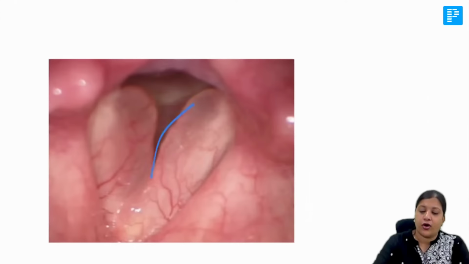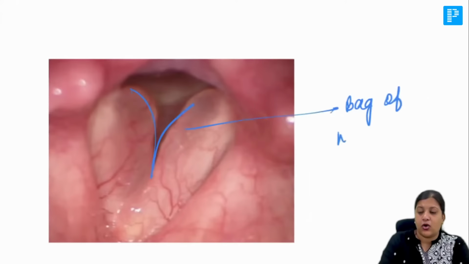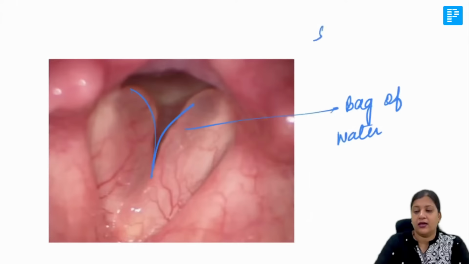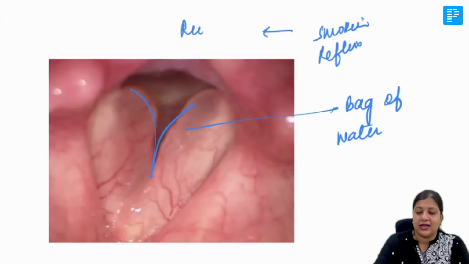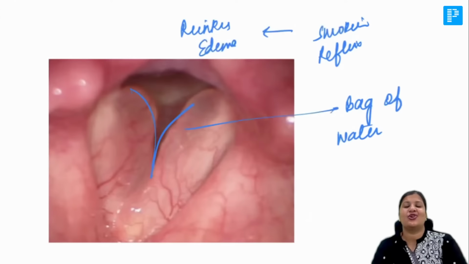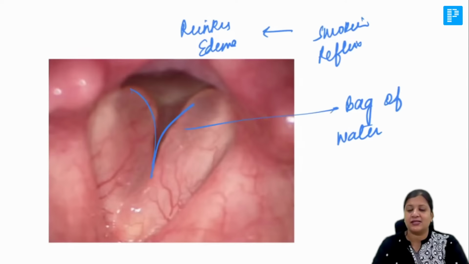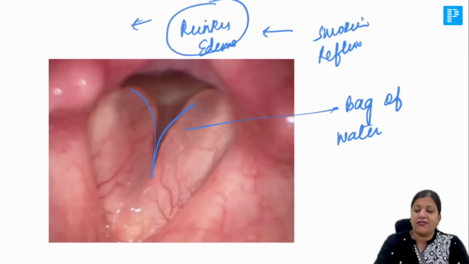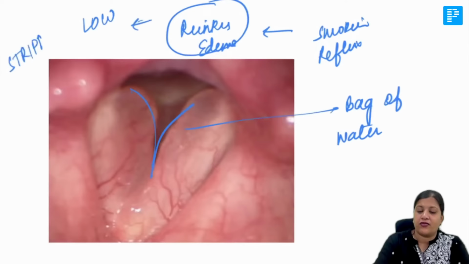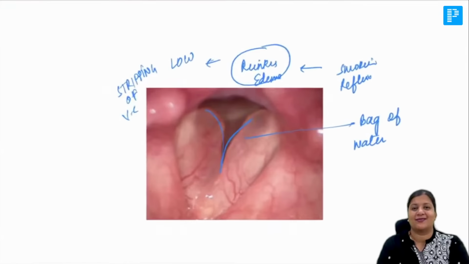Now, bag of water appearance. Where do you get this bag of water appearance? History of smoking, history of reflux is there. What do you think? It is seen in Rinke's edema. What is Rinke's edema? Accumulation of edematous tissue or myxomatous tissue in the Rinke space. What type of voice will they have? Low pitched voice. And what is the treatment for them? Stripping of the vocal cord.